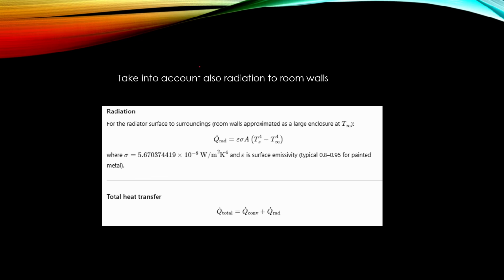To take into account radiation, we can use this function. We have here the surface temperature to the fourth power, and we have this environment, this room temperature to the fourth power. And for surface emissivity, we can use, for example, 0.8.